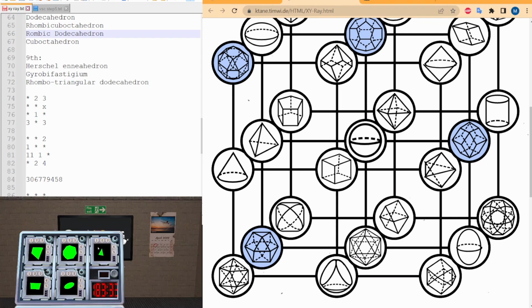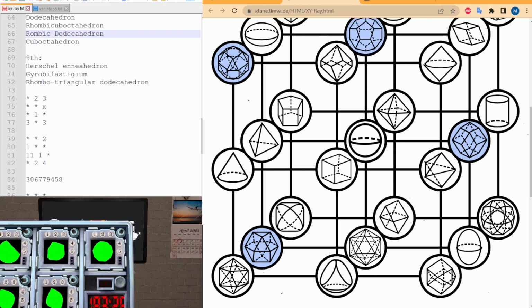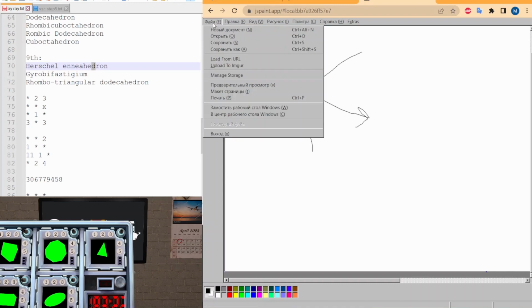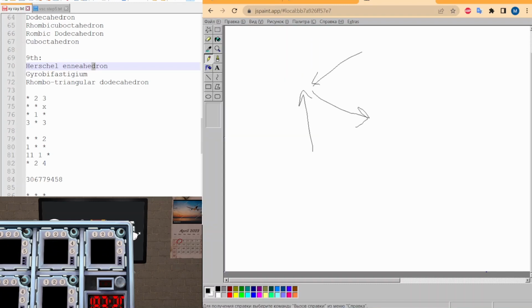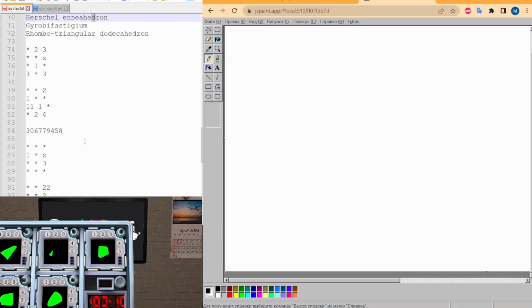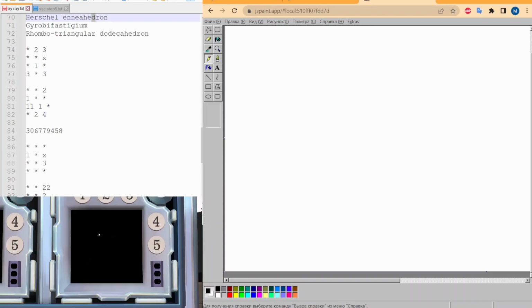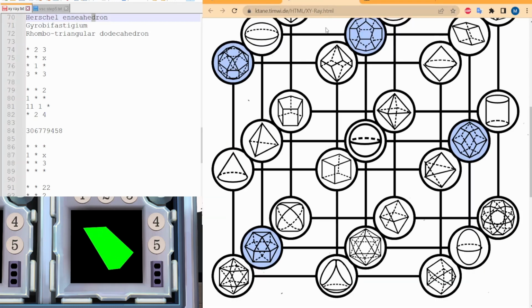Yeah, just confirm there are no triangles. And the last one, Cuboctahedron, this one. So, here, this one. So, just try to find triangles and squares.